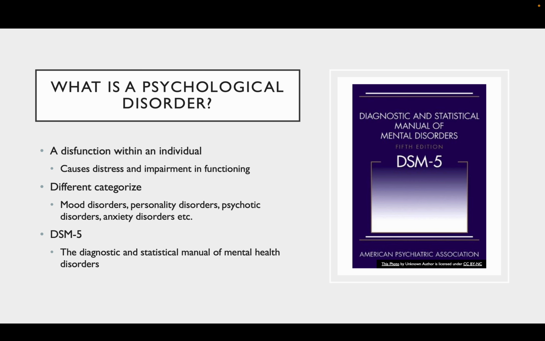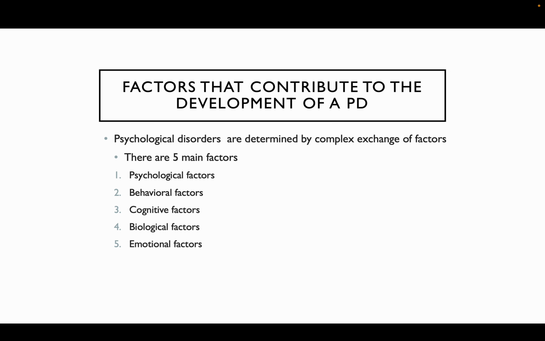will delve into later. The Diagnostic and Statistical Manual of Mental Health Disorders, also known as DSM, is a manual published by the American Psychiatric Association that provides the criteria required for diagnosing psychological disorders. DSM is updated every now and then, and it is now in its 5th edition, and it is referred to as DSM-5.